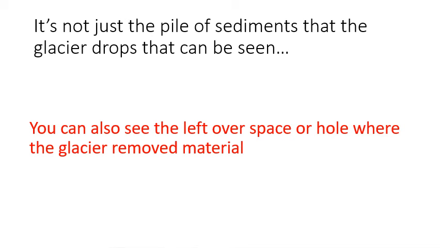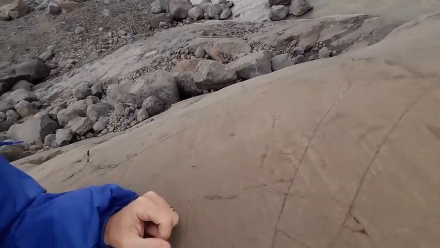Now, it's not just the pile of sediments that the glacier drops can be seen. You can also see, remember, where the stuff came from. Where's the hole in the ground where the glacier moved material? So here I am in Iceland again, and behind me is a good example of a valley glacier. Now we know these valley glaciers, they move forward and they move backward. And when they move forward and backward, they kind of till up the ground that they're on. And they pick up rocks and they pick up dirt and they bulldoze that stuff forward and backwards. And we can see evidence of that right here in this big rock.